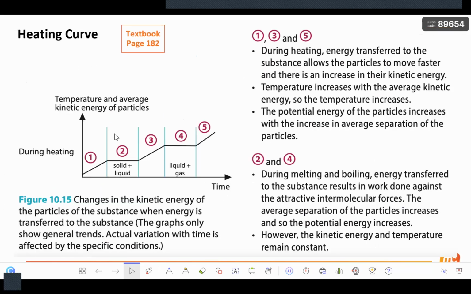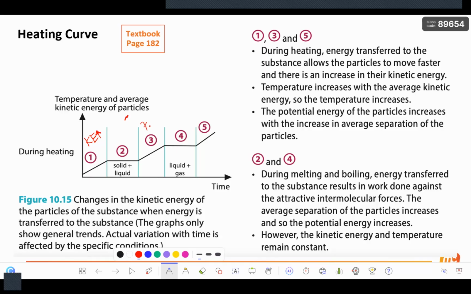So this one can be found in your textbook. It elaborates at 1, 3, and 5, where the temperature increases, you can read. Energy is transferred to cause an increase in the kinetic energy, and the particles move faster. So the temperature increases because the kinetic energy increases. Although over here they say the potential energy increases, the increase is very minimal. So we can assume that the potential energy doesn't increase at 1, 3, 5. Just let me jot down at 1, 3, 5, it is the kinetic energy that is increasing.